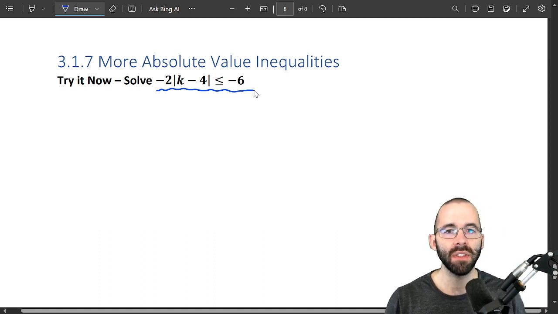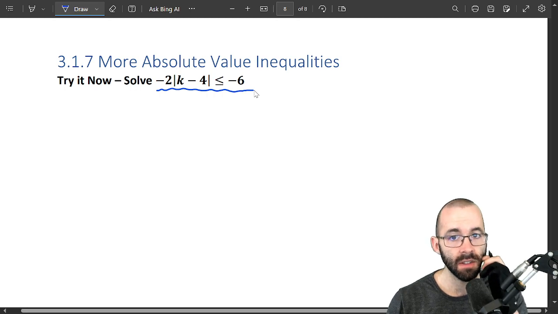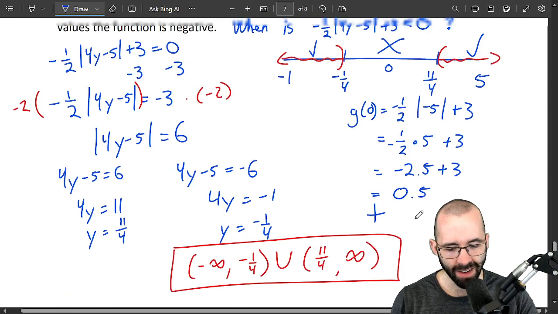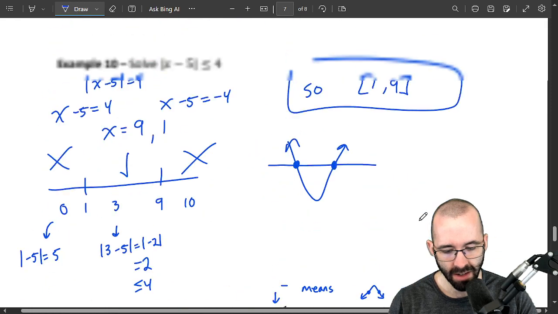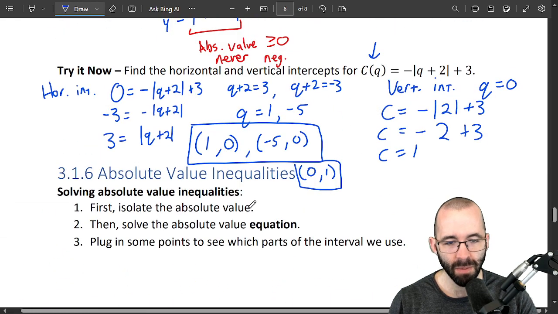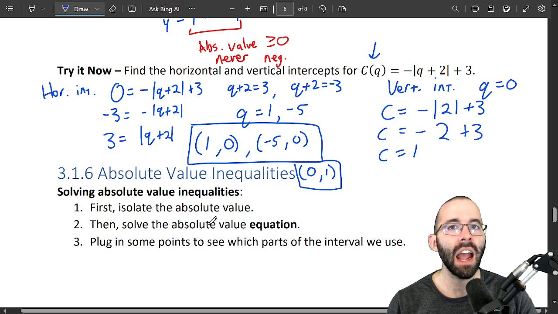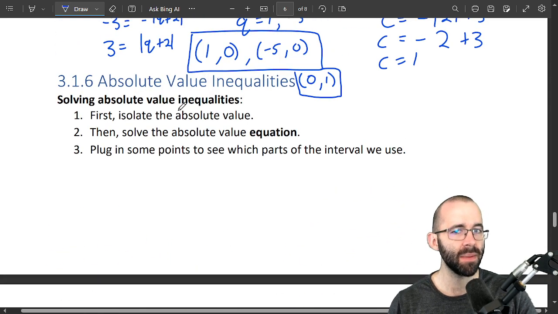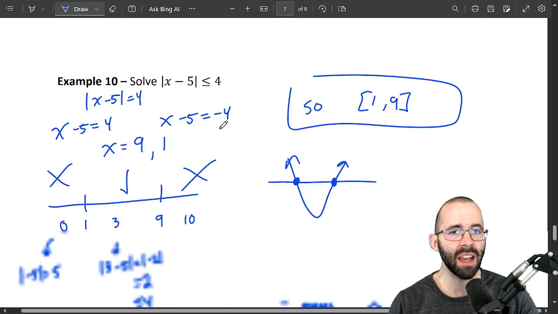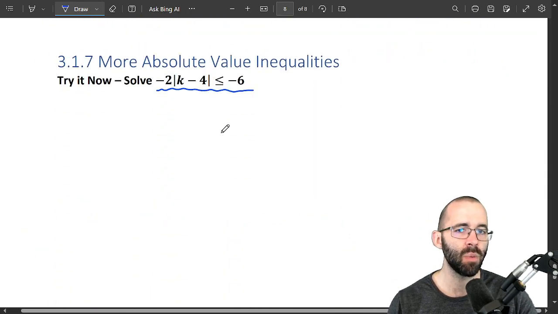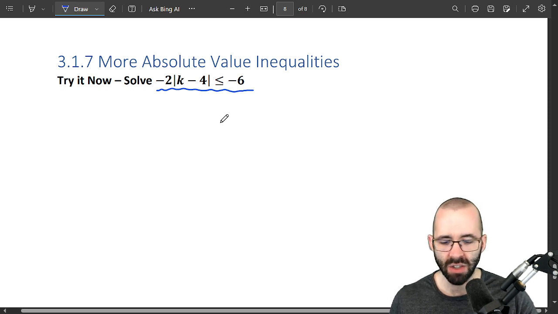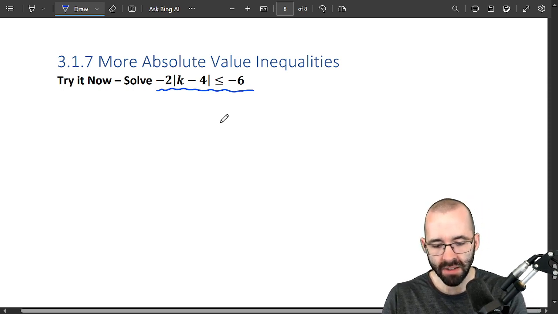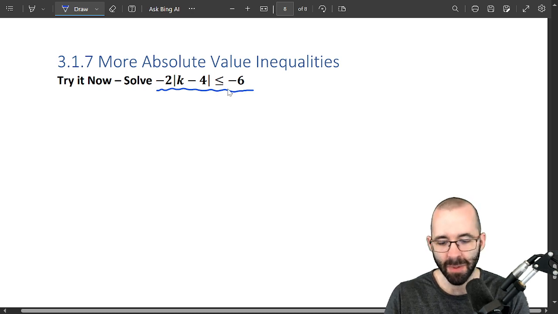So the way that we're going to solve this is first, this didn't come up before. And I actually messed up one of the steps. First, isolate the absolute value and then solve the equation. It didn't matter in these examples, but it will sometimes matter. So I'm going to try to be very clear about this. First, we do want to isolate the absolute value, and then we'll translate it to an equation. That's going to matter here because we're going to divide both sides by -2.